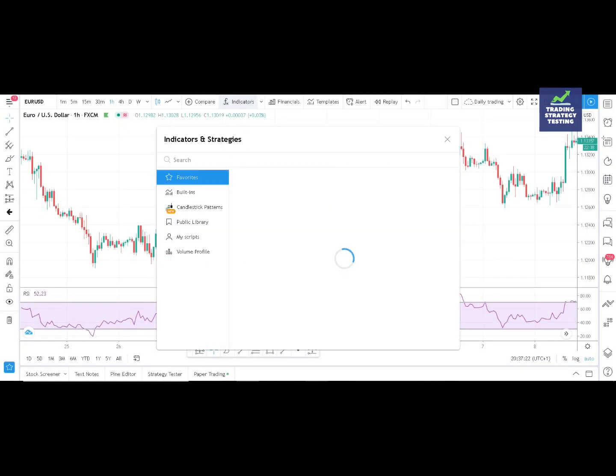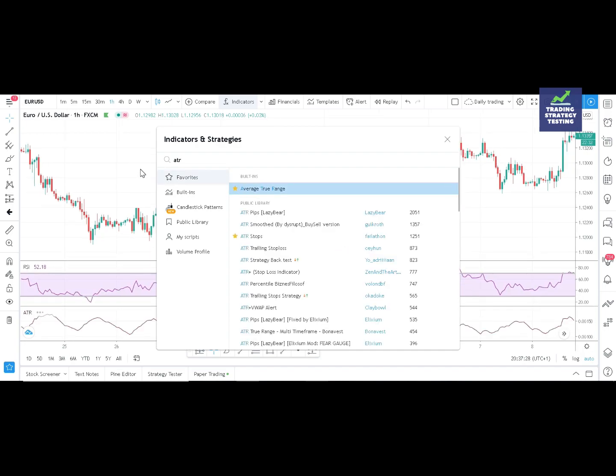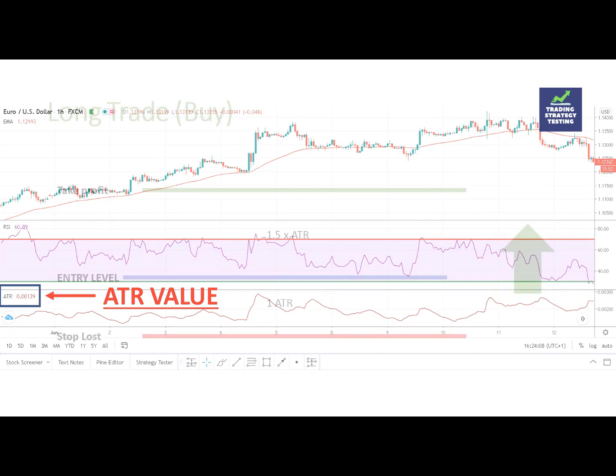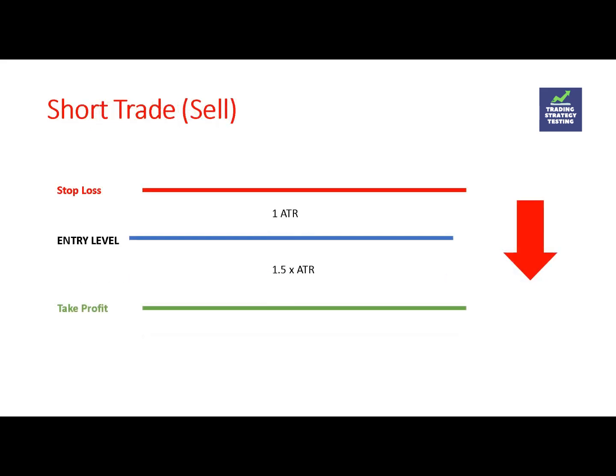To set up our stop-loss level, we will use the average true range, ATR, which is a technical analysis indicator that measures market volatility by decomposing the entire range of an asset price for that period. The distance between the entry and the stop-loss level will be equal to 1 ATR. The take-profit level will be set at 1.5 ATR from the entry level.